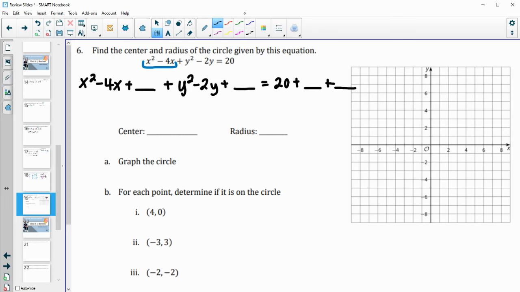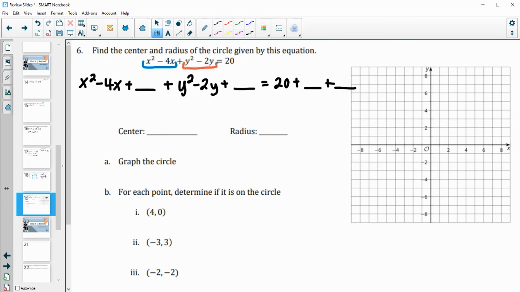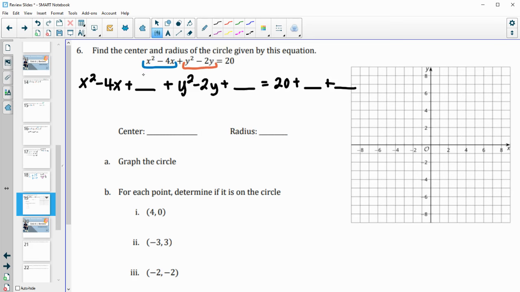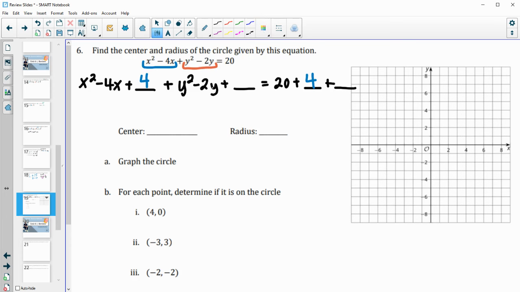And then we're going to have to do that to both sides to keep our equation balanced. And so again, you just did this on the last problem. But the number that went here was -4 divided by 2, which is -2 squared, which is 4. Now, when you add it to this side, you have to add it to this side as well. Then same for the y. So -2 divided by 2 was -1, squared was +1.